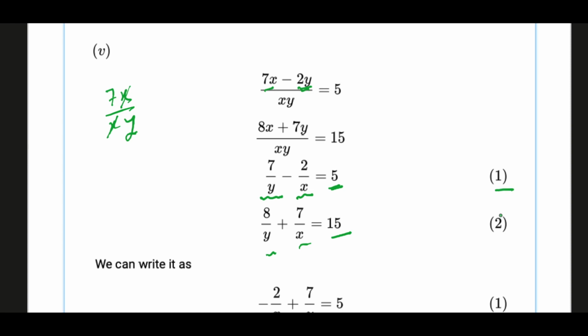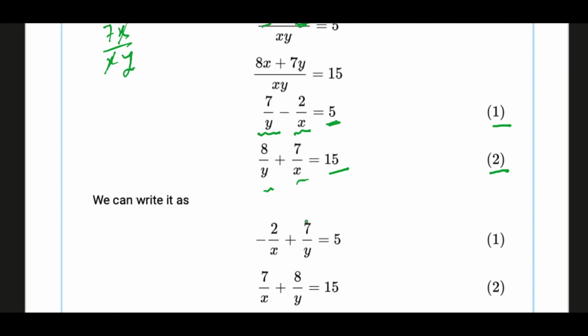We label this equation as 1 and 2. Now you see that these equations are not in the linear form also. So what we'll do is in the place of 1 by x and 1 by y we'll substitute p and q. So before doing that what we'll do is we will take the coefficient of 1 by x first and the coefficient of 1 by y second. So our equation is minus 2 by x plus 7 by y equals to 5 and 7 by x plus 8 by y equals to 15. We have done nothing here, we have just swapped the places of x and y.